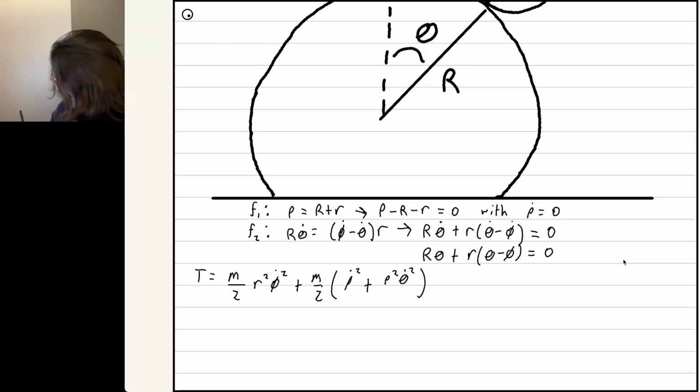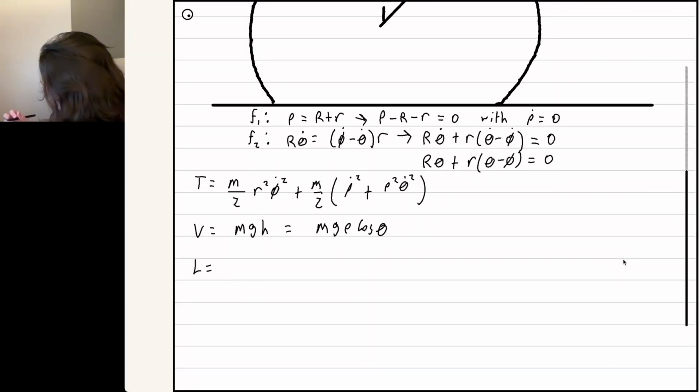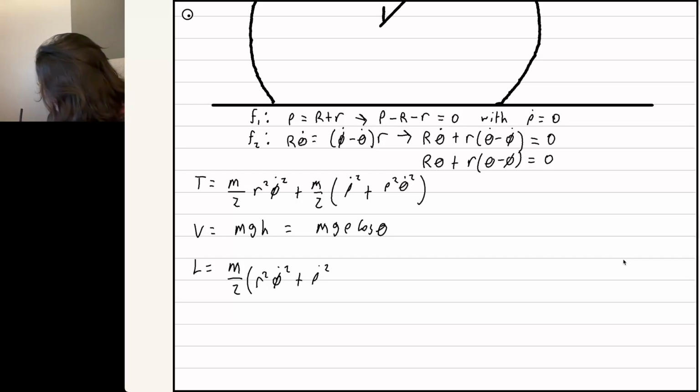That's your kinetic energy. And then the potential energy, as usual, is given by mgh, the height of the hoop, which in our coordinate definitions is mg rho cosine theta. So our whole Lagrangian is m over 2 times r squared phi dot squared plus rho dot squared plus rho squared theta dot squared, minus mg rho cos theta. All right.